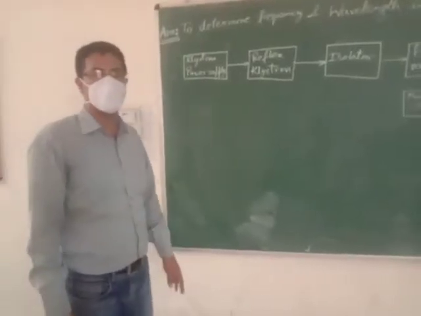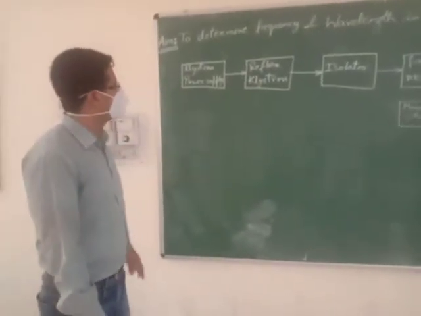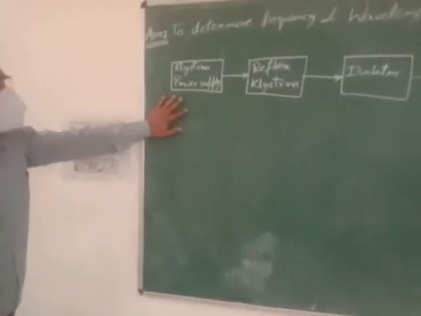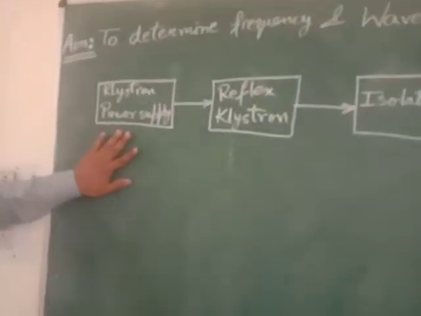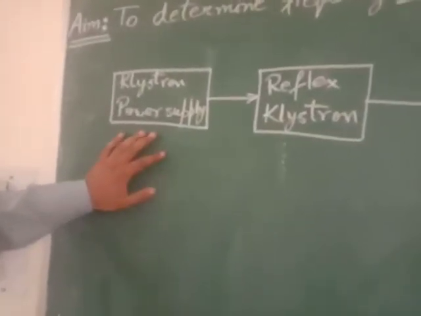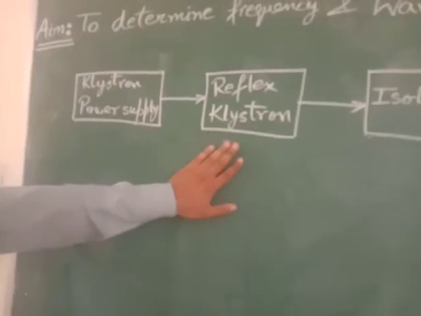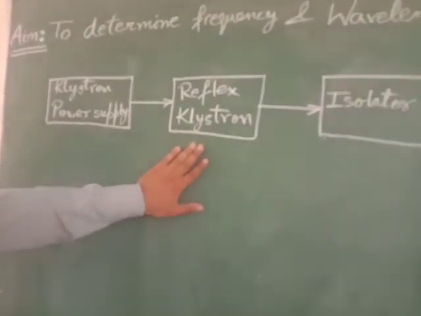Frequency and wavelength in a rectangular waveguide. This is the block diagram of the experiment. The first block is the klystron power supply. The supply is given to the reflex klystron, which generates a microwave signal.